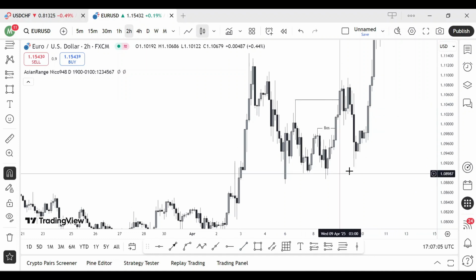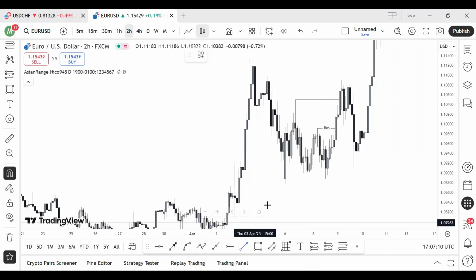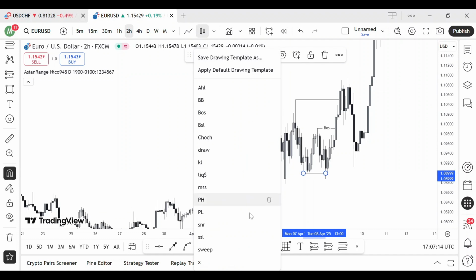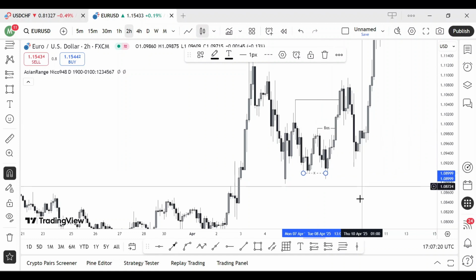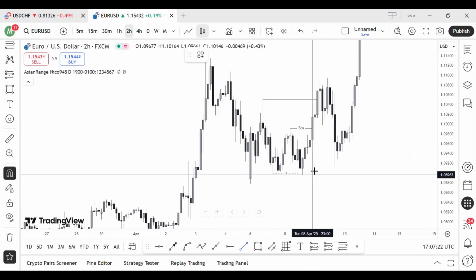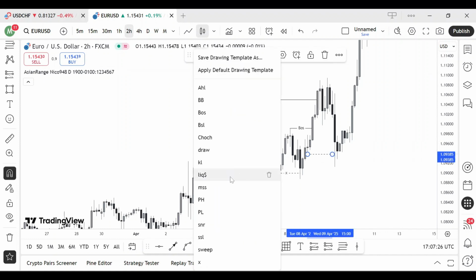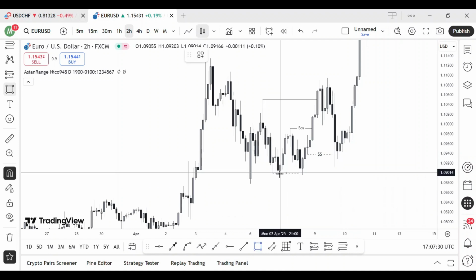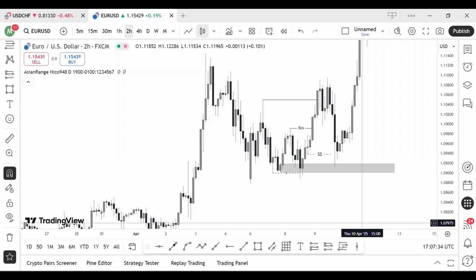And how do we choose our POI? You can clearly see this low right here was swept. This is our second criteria. Why? Price swept this low and price gave us a break of structure. You can use this candlestick as your liquidity. Then you pick this area as your breaker block. Use it as your POI, as your entry.